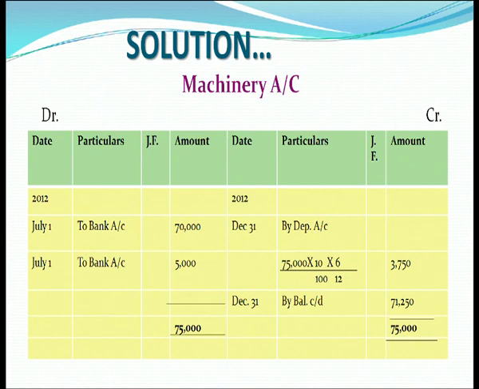So, for 6 months, the amount would be 75,000 into the rate of depreciation, that was 10%. So, multiply by 10 by 100 and multiply by 6 months, so 6 by 12. So, the amount turns out to be 3,750, and the accounting entry that we have made is depreciation account debited to machinery account. And every year we need to close the books of accounts.